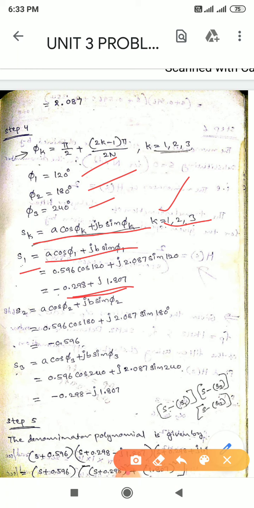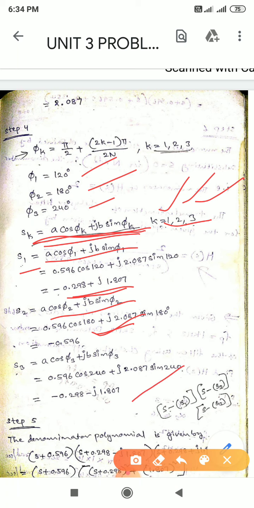Similarly, S2 is calculated by using this formula, corresponding to k equal to 2. S2 is equal to a cos phi 2 plus j b sin phi 2. We simplify this and get the S2 value. Similarly, for k equal to 3, we get the S3 value.